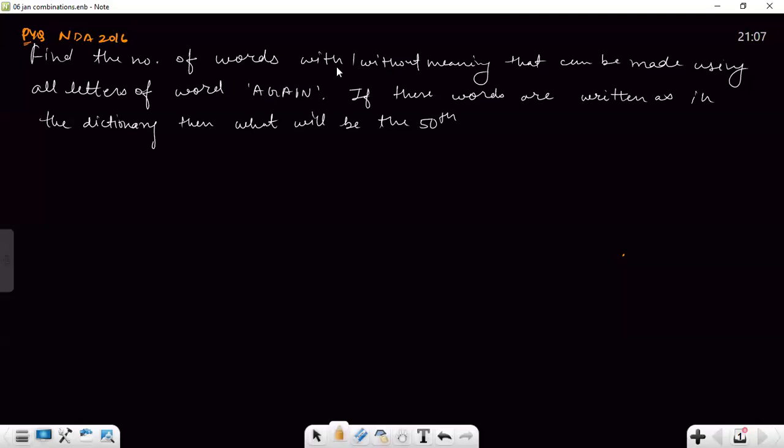So we have to find the number of words with or without meaning that can be made using all letters of the word AGAIN. If these words are written as in the dictionary, meaning in an alphabetical order, then what will be the 50th word? That is the question. Okay, so let's first understand what is given to us. AGAIN is given to us. Let's rearrange the word as per alphabetical order. So A, then comes G, then comes I, then comes N.